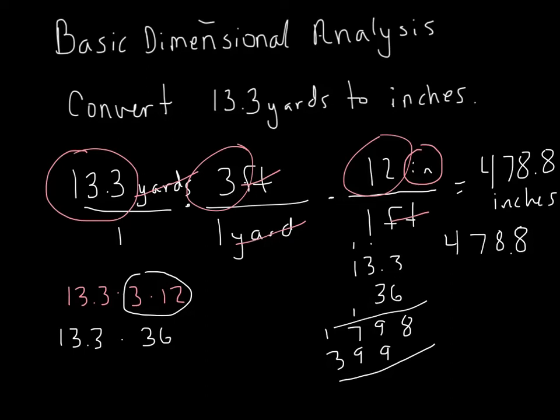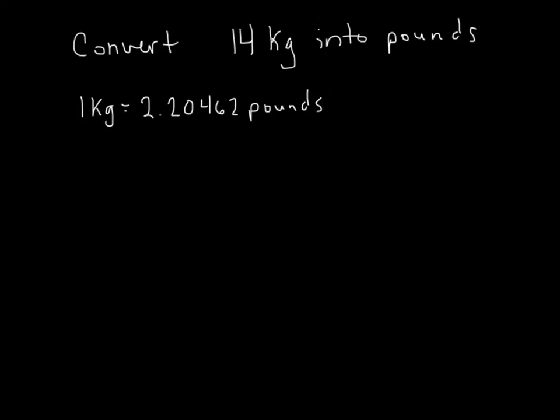Let's do one more example problem. In this example, we're asked to convert 14 kilograms into pounds. I went ahead and wrote the conversion factor we're going to want. We're going to want to know that 1 kilogram is equal to 2.20462 pounds. And we'll talk about, do we have to use that whole number? Do we have to be that accurate? Well, we'll talk about that. So first, let's set up our proportion. I know I'm starting with 14 kilograms.